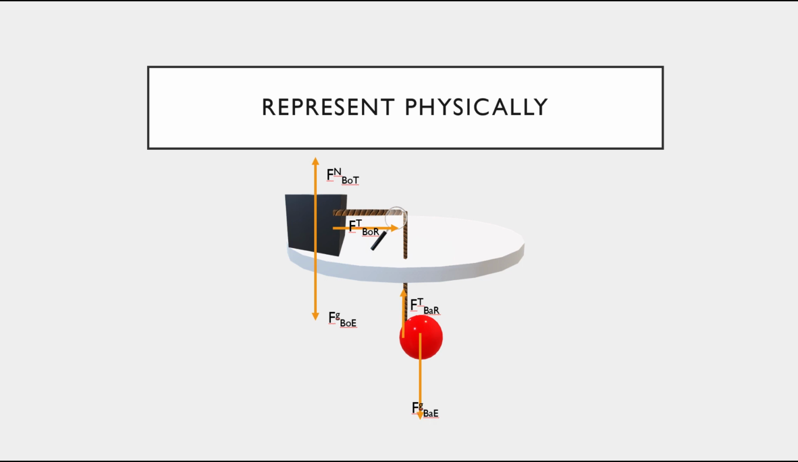We have the normal force on the box by the turntable, pointing up, resisting the force of gravity on the box by the earth. Then we have the pair of tension forces, which are the force of tension on the box by the rope and the force of tension on the ball by the rope. And then, which will later help in solving the equation, we have the force of gravity on the ball by the earth, pulling it down.